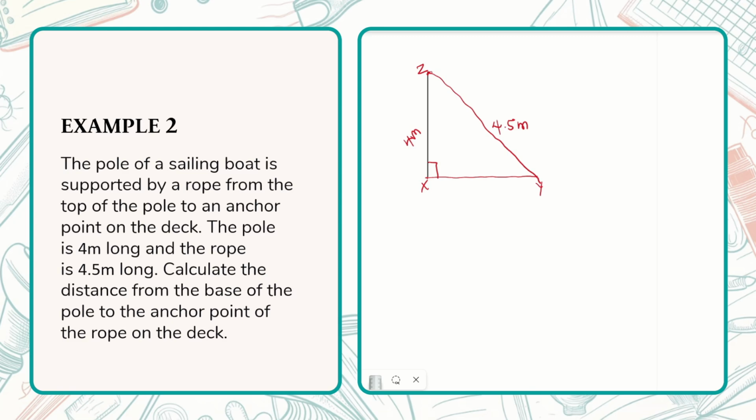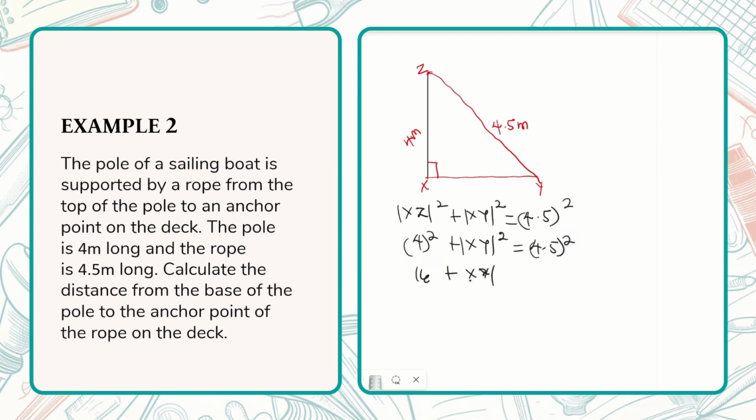From Pythagorean theorem, we know that XZ squared plus XY squared, which is the square of the length of the opposite sides, is equal to the square of the longest side, which is 4.5 squared. So XZ is 4 meters squared plus XY, which is what we are finding, squared, equals 4.5 squared. We know 4 squared gives us 16 plus XY squared.